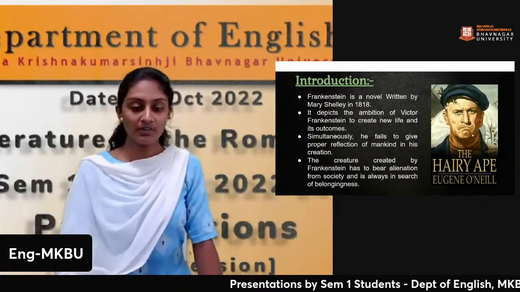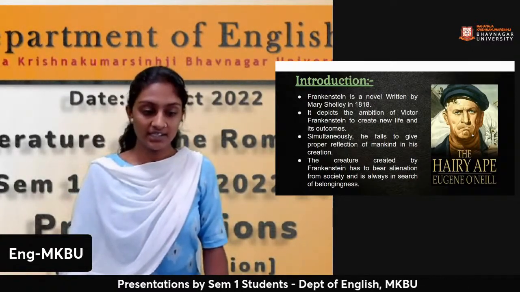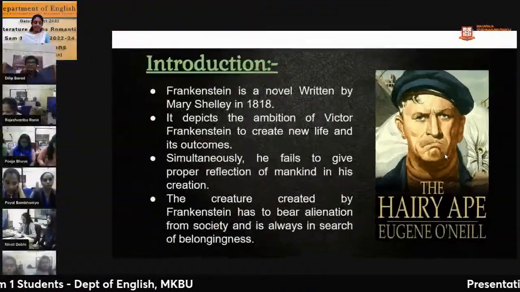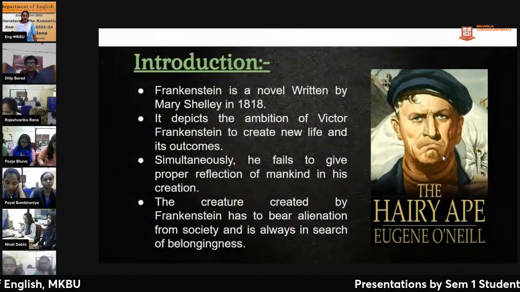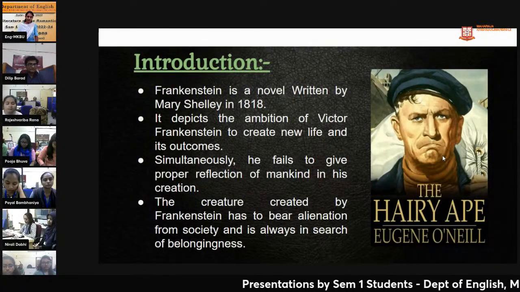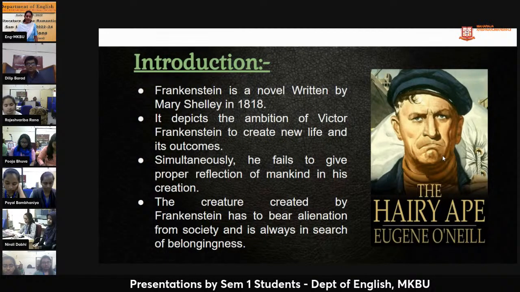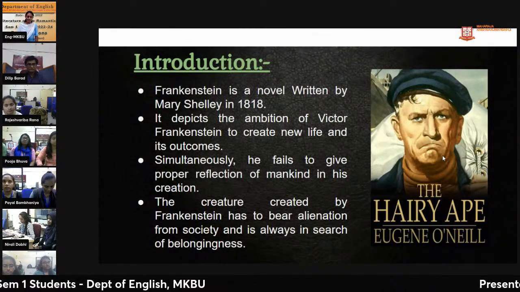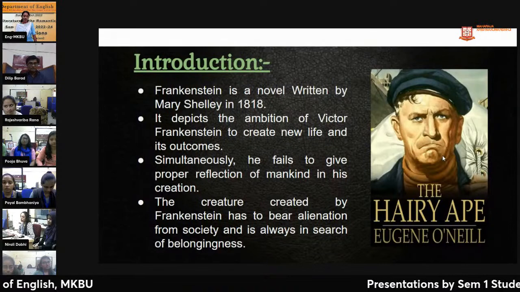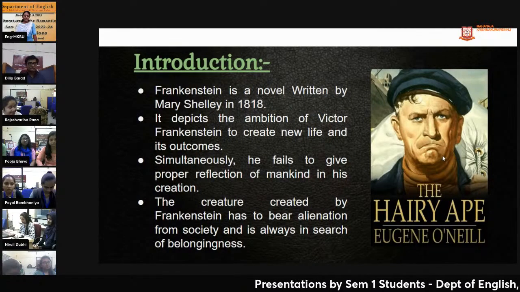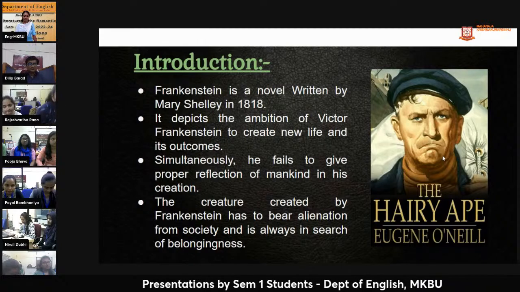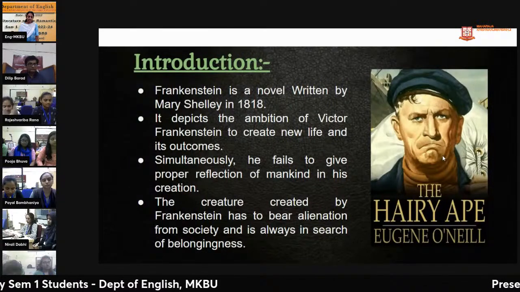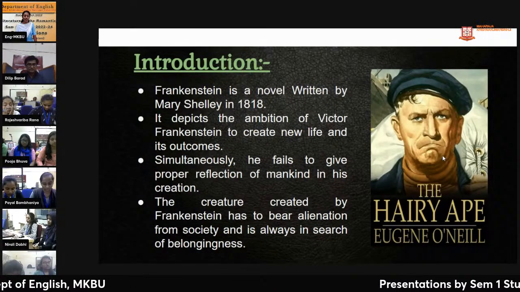Frankenstein is a novel written by Mary Shelley in 1880. It depicts the ambition of Victor Frankenstein to create a new life and its outcome. So the whole novel is based on how Victor Frankenstein creates a monster and what its outcome is. In parallel, he fails to give a proper reflection of himself, of mankind, in his creation. The creature created by Victor Frankenstein has to bear alienation from society and is always in search of belongingness.